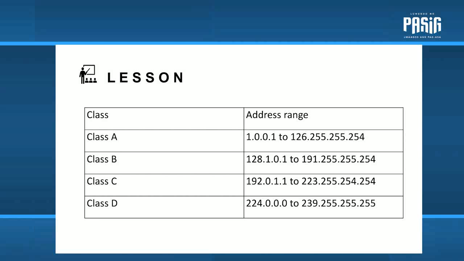Class C is 192.0.1.1 to 223.255.254.254. Class D is 224.0.0.0 to 239.255.255.255.